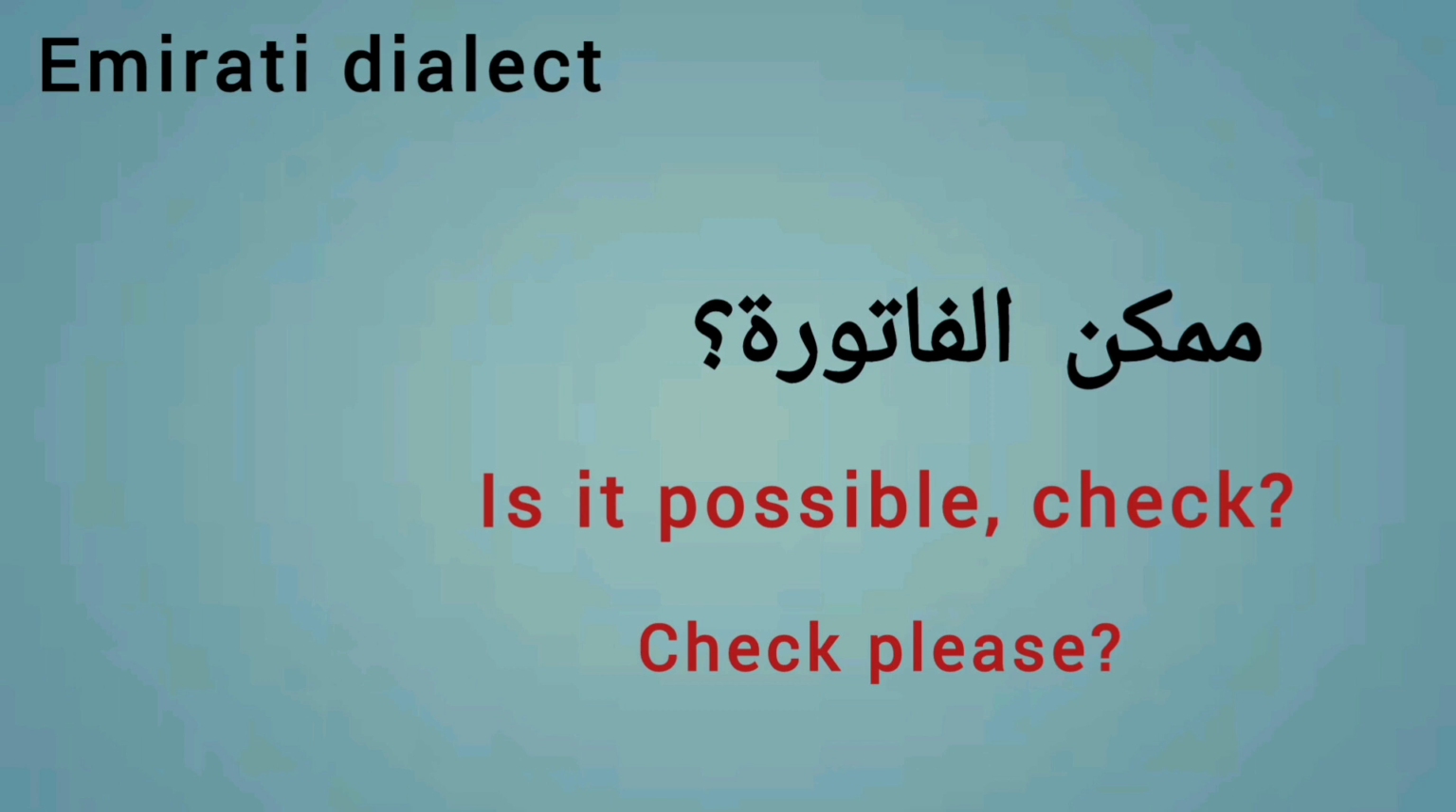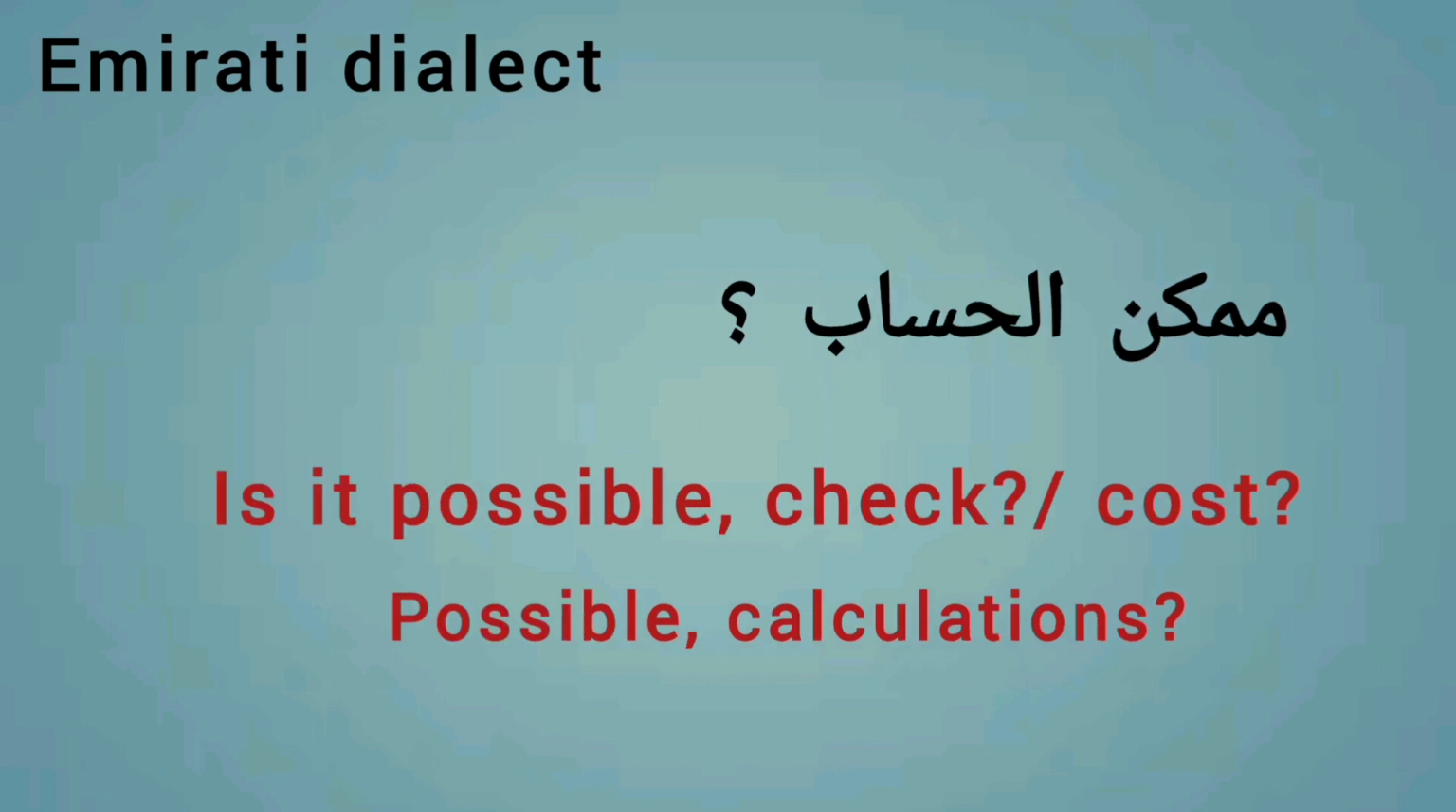الفاتورة means check or bill. When you are in a restaurant and you want to pay the price of the food and to get it rung up, you can say ممكن الفاتورة. Or you can also say ممكن الحساب. Is it possible the check or bill? And حساب means the check or bill, but it literally means the calculation. ممكن الحساب.